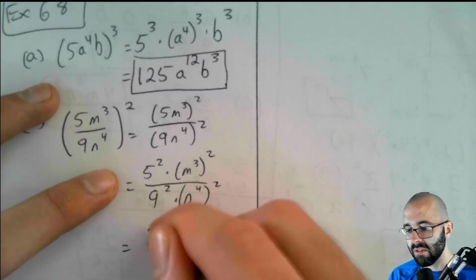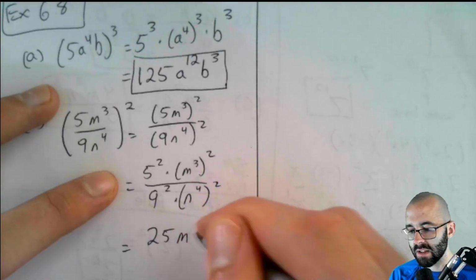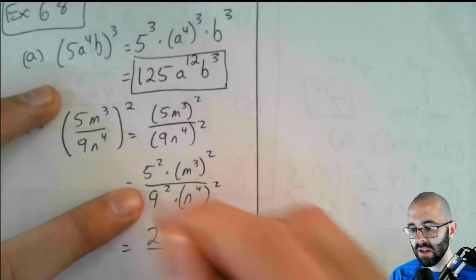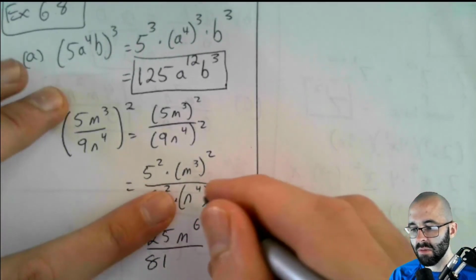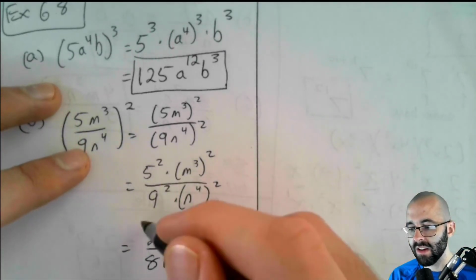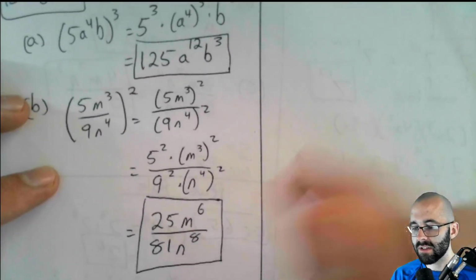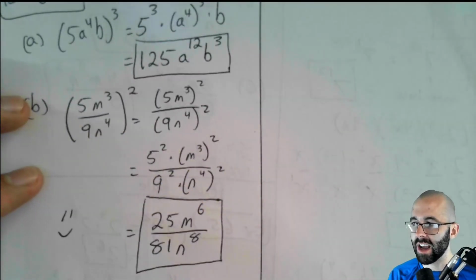5 squared is 25. Just like before, we're going to multiply these exponents. M to the 6th. 9 squared is 81. Multiply the exponents. N to the 8th. Nothing reduces or cancels. That's our final answer. And we're very happy about this one.